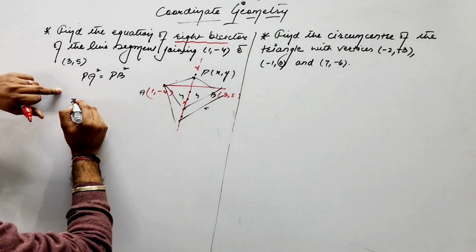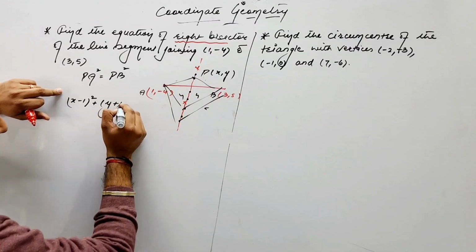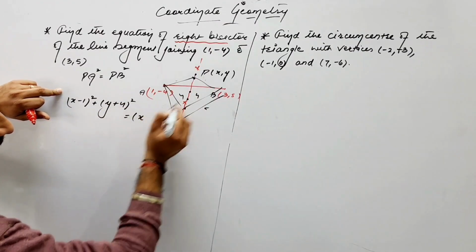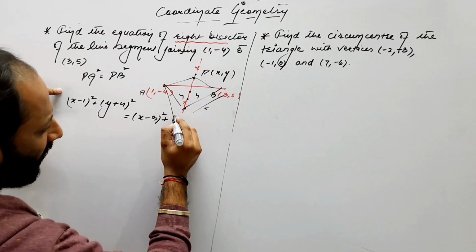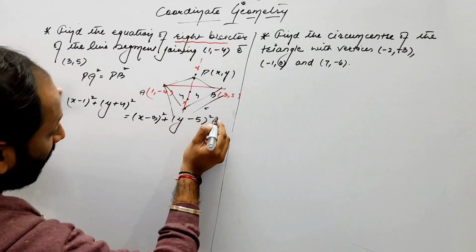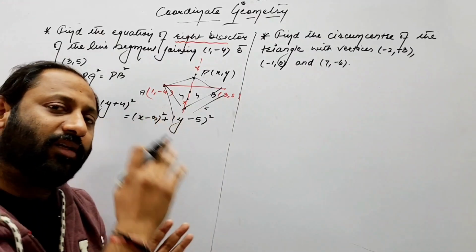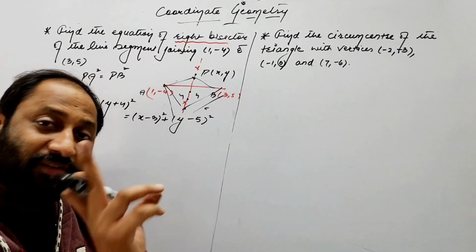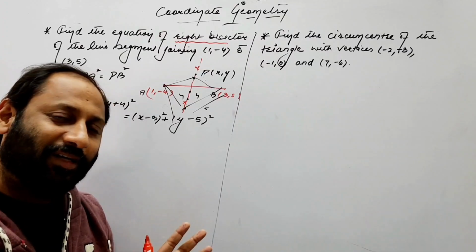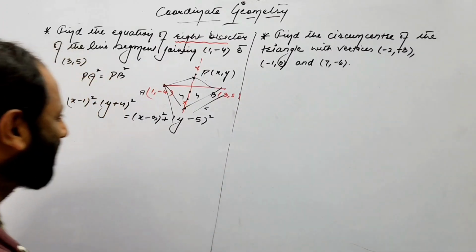(x minus 1) square plus (y minus (minus 4)) square equals (x minus 3) square plus (y minus 5) square. This is actually another form of a question which we have done in the starting, that if one point is equidistant from the other, prove that 3x is equal to 2y. That is the same question, but now they have asked to find the equation of the right bisector.